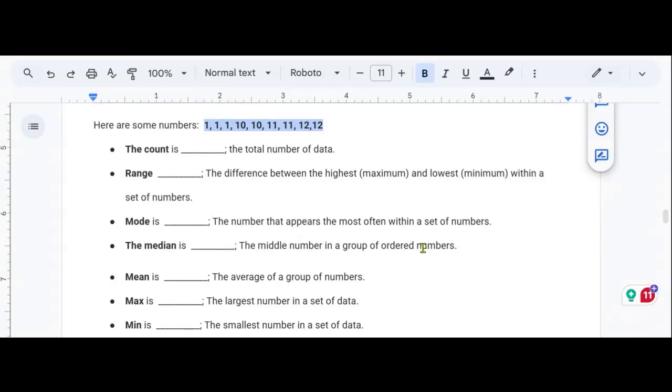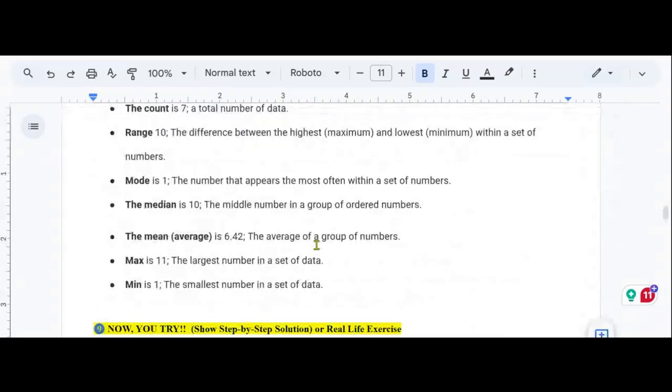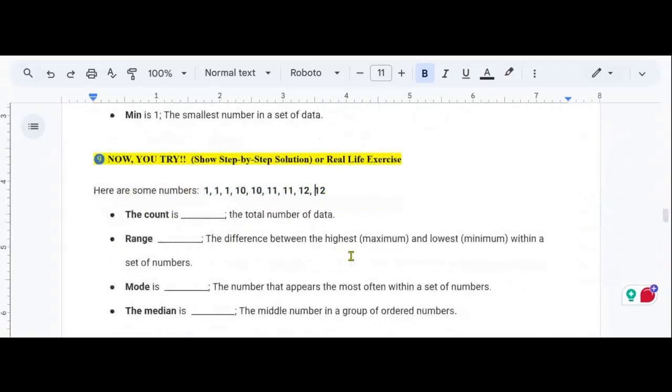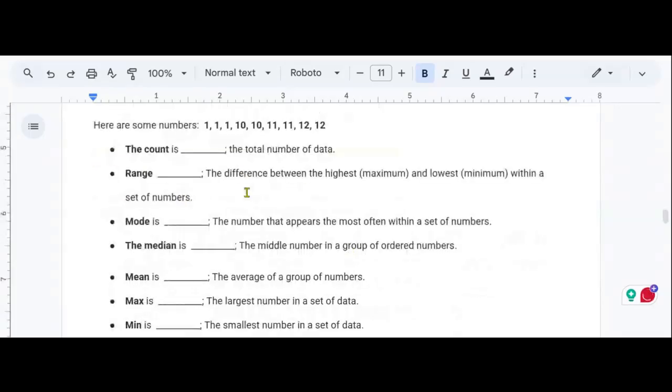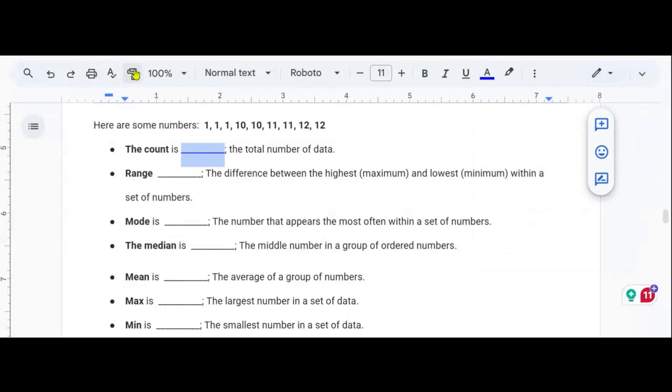Here I have 1, 1, 1, 10, 10, 11, 11, 12, 12. Remember, those are different, right? There is no 12 before. Here I add 12. Can you find the answer to this? Yeah, 9. You need the count. So write the answer here. What's the count? 9. Continue. The range, how can I find the range?